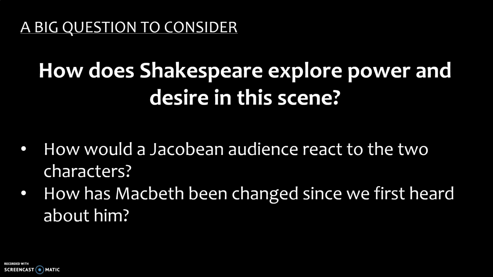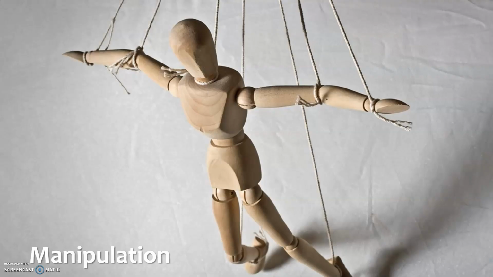I've put there, how would a Jacobean audience react to the two characters, and how has Macbeth changed? Think and reflect now at the end of this Act 1, from the soldier in Act 1 Scene 2 described by the captain as brave and worthy to what he is now. Look at what's changed and what has caused that change to happen.